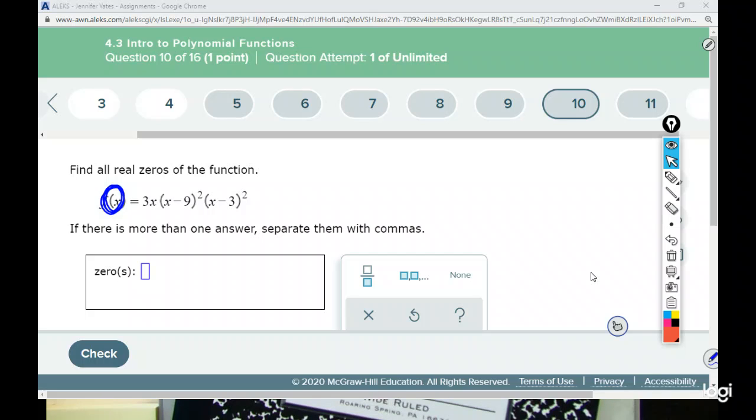Same thing. If I'm telling you all of these things times together equal 0, one of them, if not all of them, can be set equal to 0 and solved.